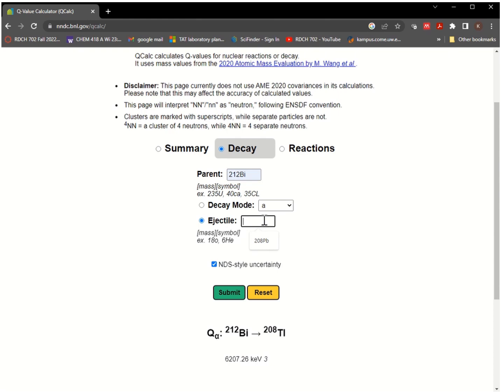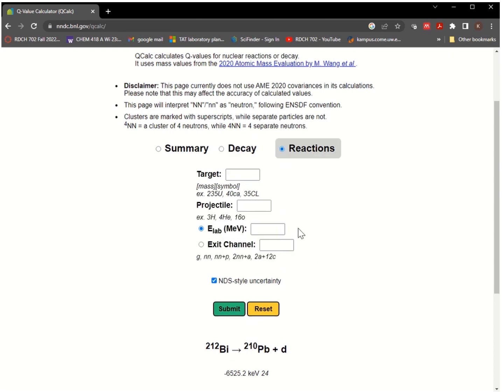We could also say, what if I have bismuth-212 and I want to know what would have to be emitted in order to make a certain isotope? So let's say I wanted to make lead-208. Well, bismuth-212 to make lead-208 would need a hydrogen-4 emission, very unlikely, but it will give you the Q value here. Or what if deuterium is emitted? So bismuth-212 yields lead-210 plus deuterium.